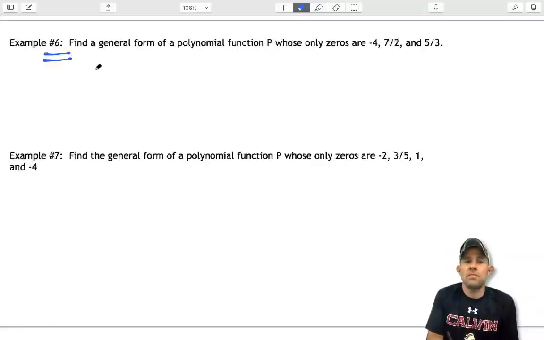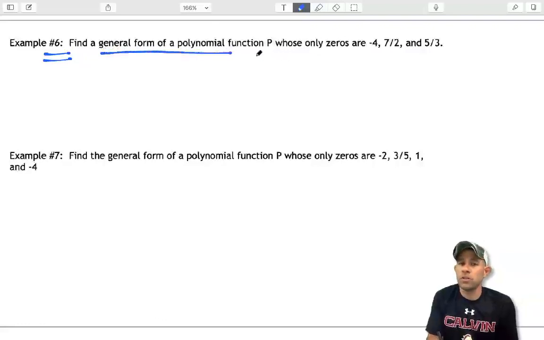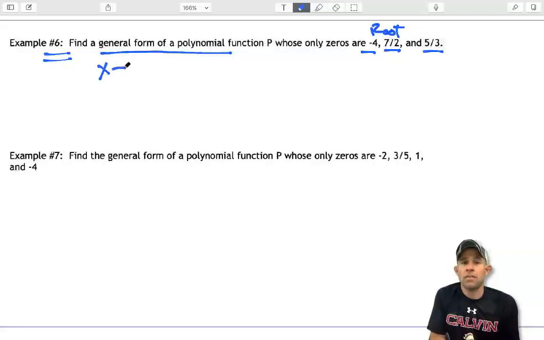All right, in number 6 here, we're going to do the same thing. We want to find the general form of a polynomial function so that it has zeros at -4, 7/2, and 5/3. In other words, these are my roots. That's where it crosses the x-axis. So just like what we did in the previous one, we're going to come up with our factors. Remember, our factors always go x minus the root here.